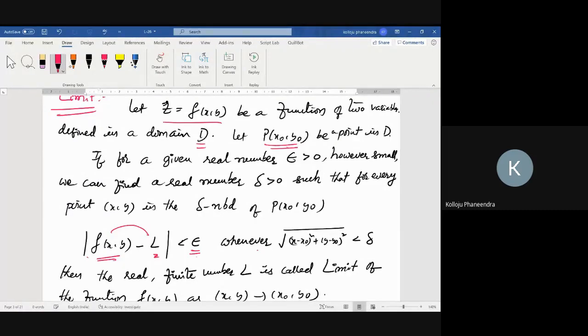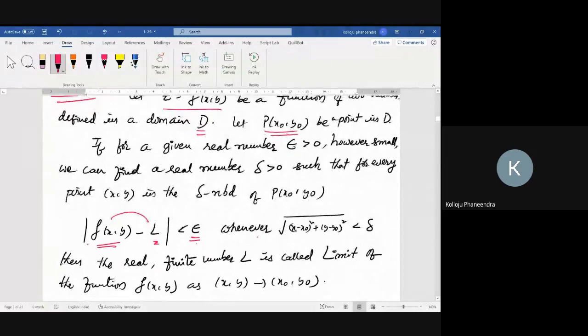Whenever, you can write it like this also here. Whenever mod x minus x naught, the difference between x and x naught, and y minus y naught is also less than epsilon. You can write in this way also. Whenever x comma y goes to x naught, y naught, so the difference between x and x naught, y and y naught is very small, then the difference between the function and L is also very small.